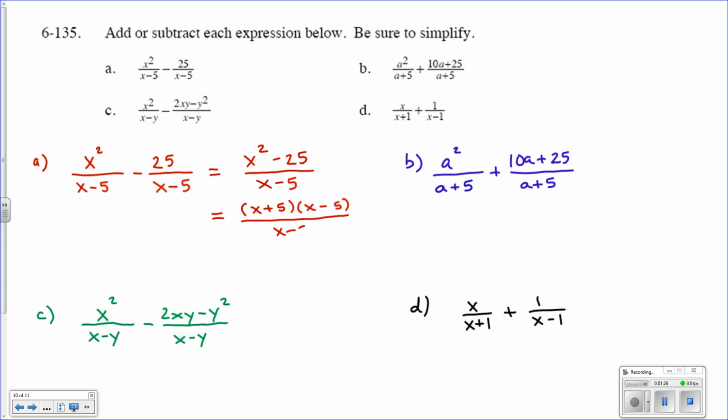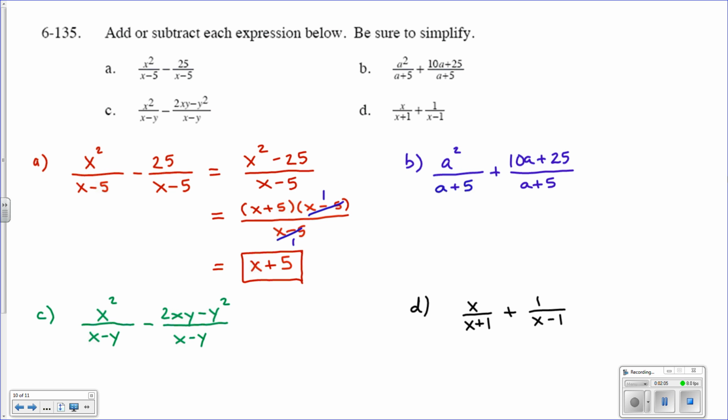x minus 5. So because we have that now, we've got the same binomial in the numerator and the denominator, so this divided by itself is going to be 1. So in the end, we are left with just an x plus 5. Now, one way you can check that is choose a value for x, plug it in to this expression, and plug it into the original expressions, and it should give you the same value in the end.